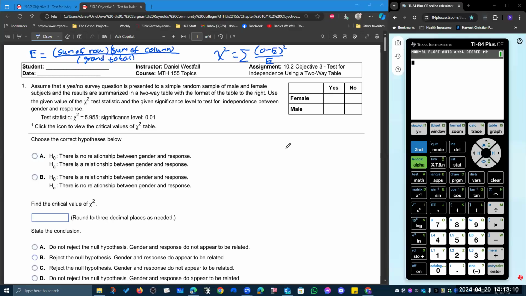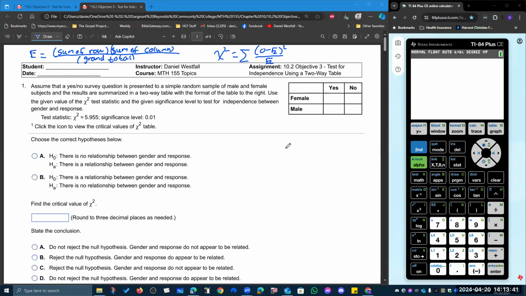In this video, we're going to talk about 10.2 Objective 3, where we test for independence using a two-way table. I've written a couple formulas up here at the top that we're not going to do by hand a whole lot, but if you were to do these calculations by hand, the formula to find the expected value would be to take the sum of the row times the sum of the column over the grand total for the entire table.